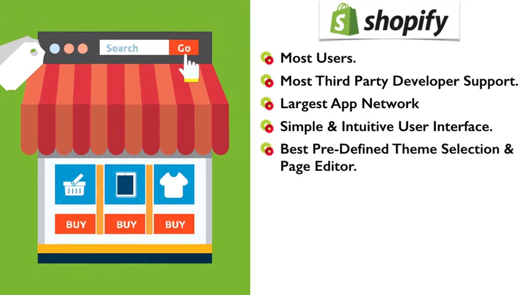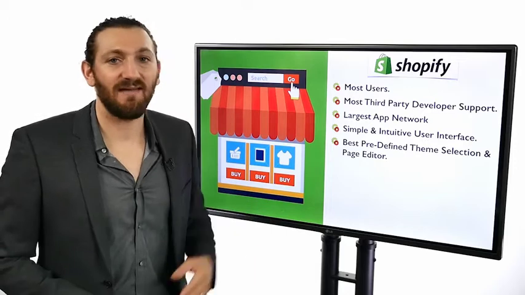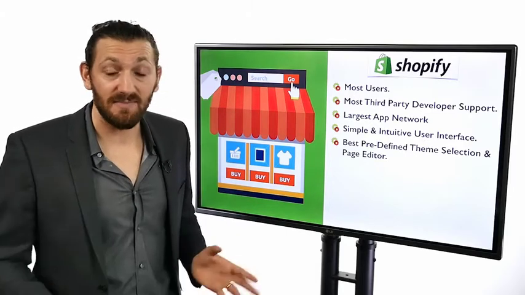And they've got the best predefined theme selection and page editor. So you don't need a development company. You don't need to hire someone to build your store and make it look good and add pages, because they have the best system built in of any platform out there.